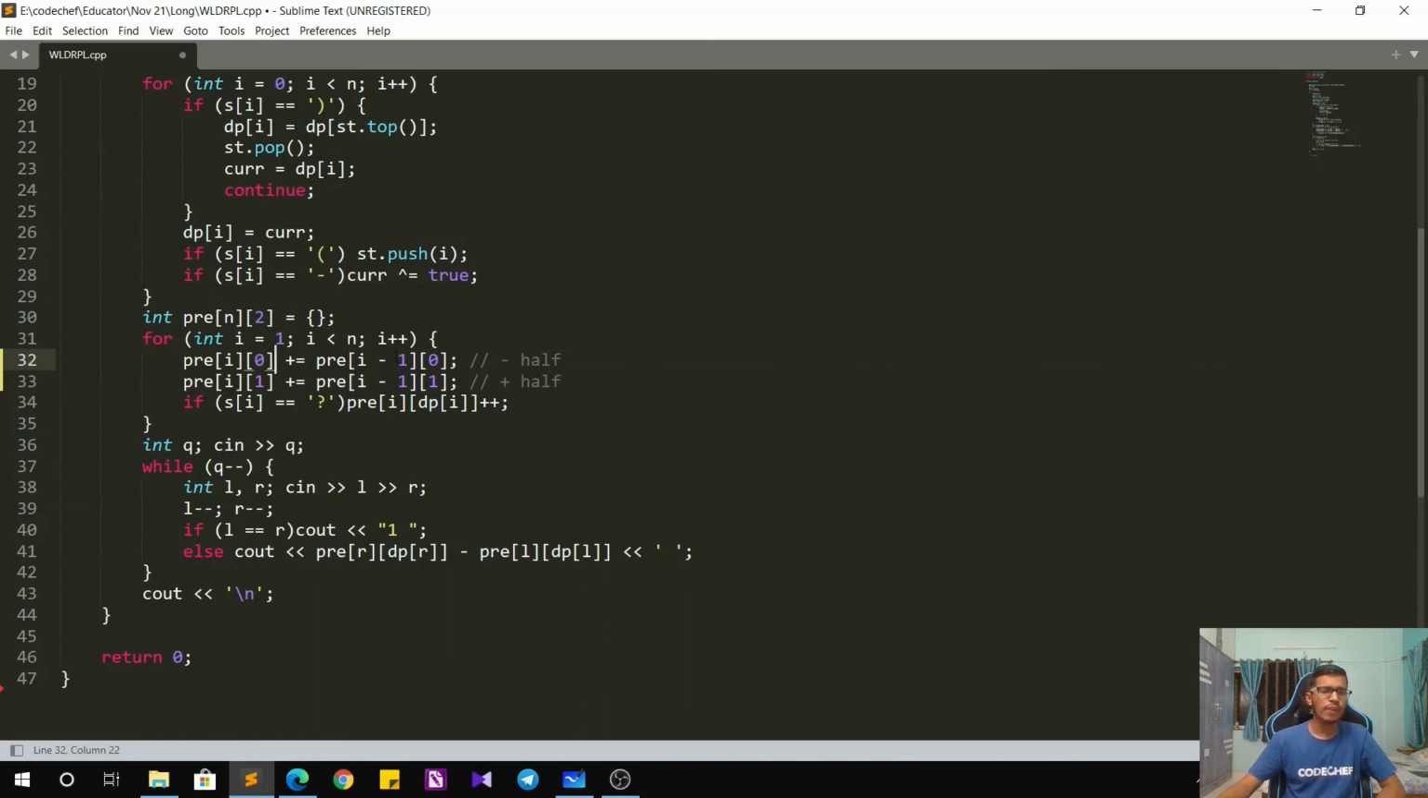false. So every time, independent of the value of dp of I, I need to take the prefix sum. So that is why I just blindly do plus equals to the previous element in that array. So pre of I 0 is plus equals to pre of I minus 1 0. So that is done independent of the DP state. And then if the current DP state is 0, then I increment that. If it is 1, I increment that one.